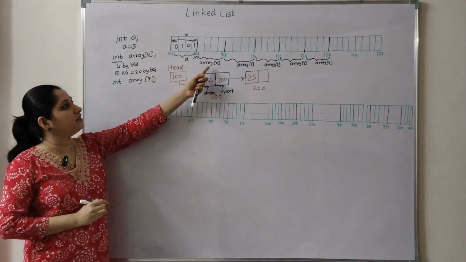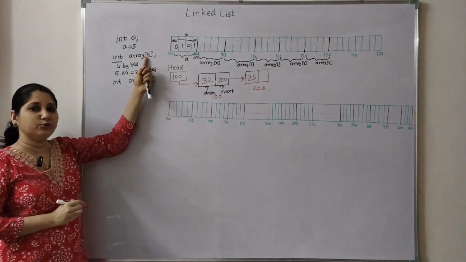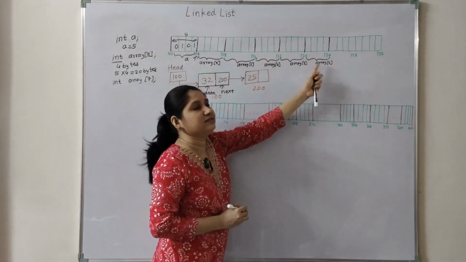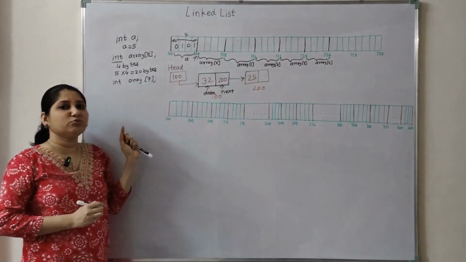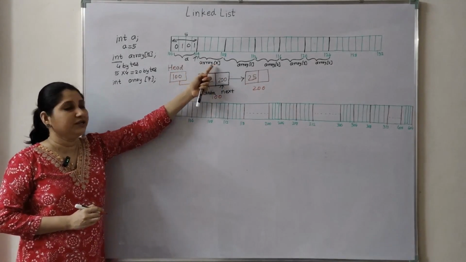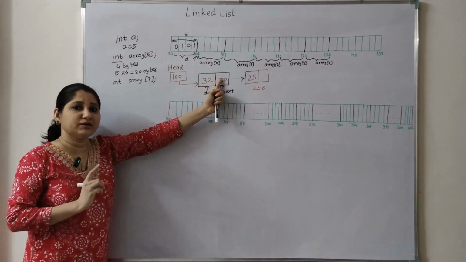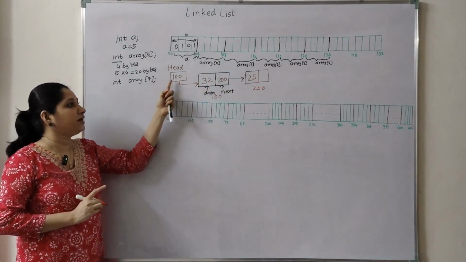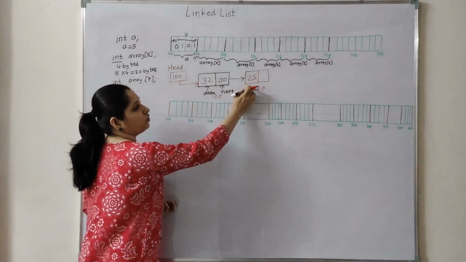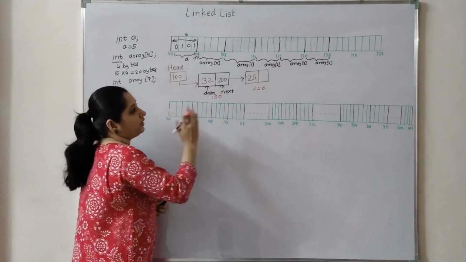In case of an array, our index will always start from 0. Suppose the number of elements is 5, the index will start from 0 till the last index, which is 4. But in case of a linked list, we are not maintaining that particular index. We are maintaining the memory address of the first node, and the first node's address is 100. And after that, we are storing the next data element, that is 25.